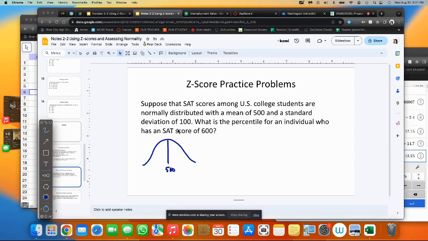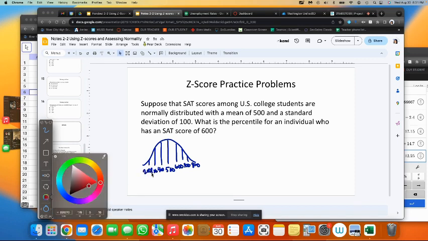So luckily this is pretty easy since our standard deviation is 100. So 1 standard deviation above would be 600. 2 would be 700, and 3 would be 800. And we're going to do the same thing below. This is 400, 300, 200. Okay, and it probably is helpful to choose a different color here.